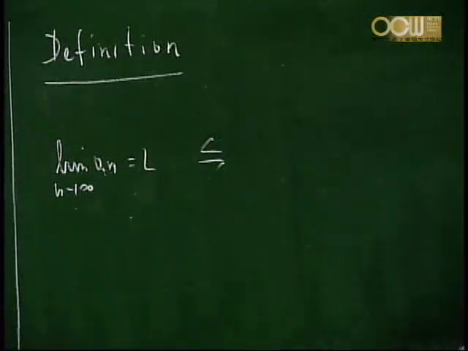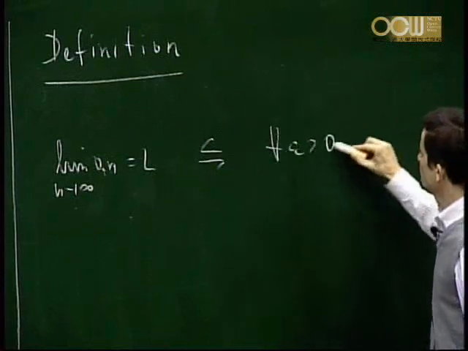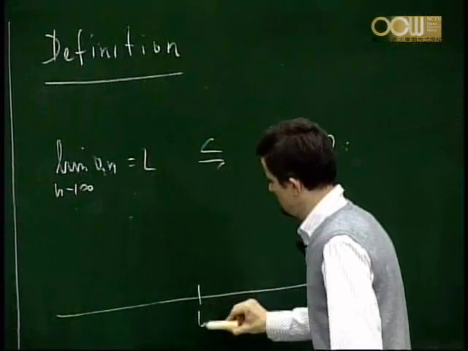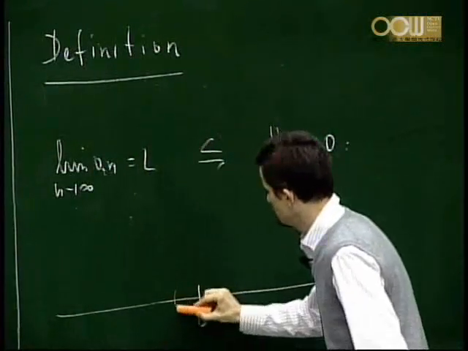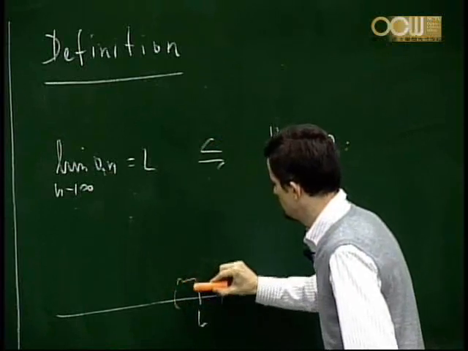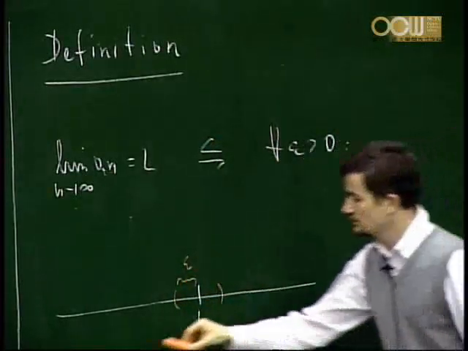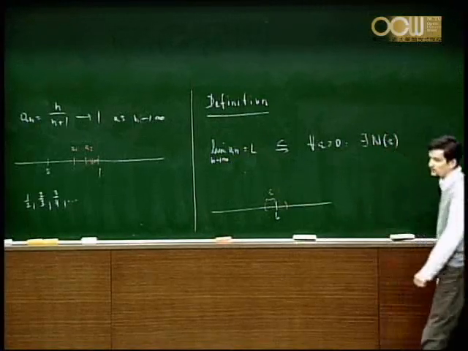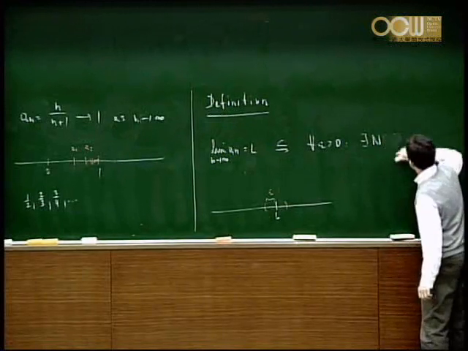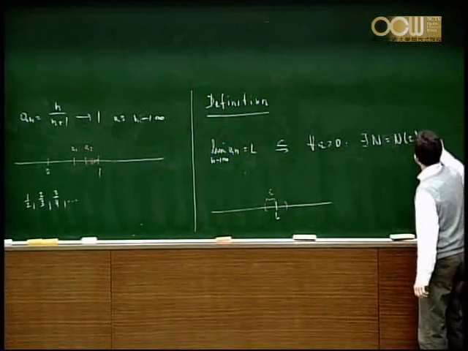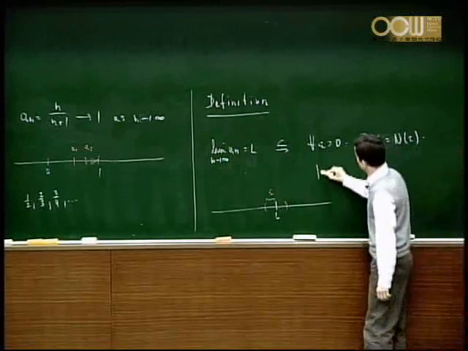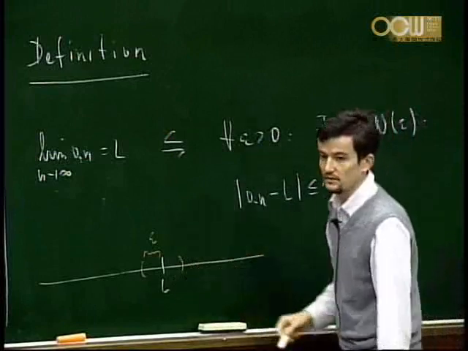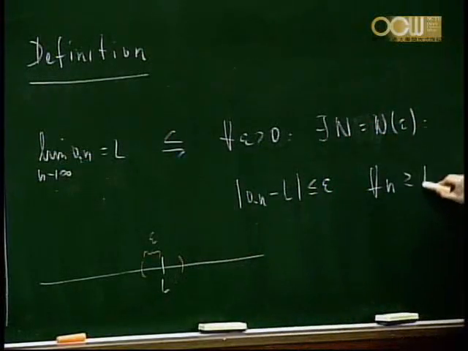But using the epsilon delta definition, this means that for all epsilon, whenever we look at, so we have here L, whenever we look at some epsilon interval around L, then we will find an index n which might depend on epsilon, such that almost all of the terms will fall into this epsilon interval, namely for all n larger or equal than n.